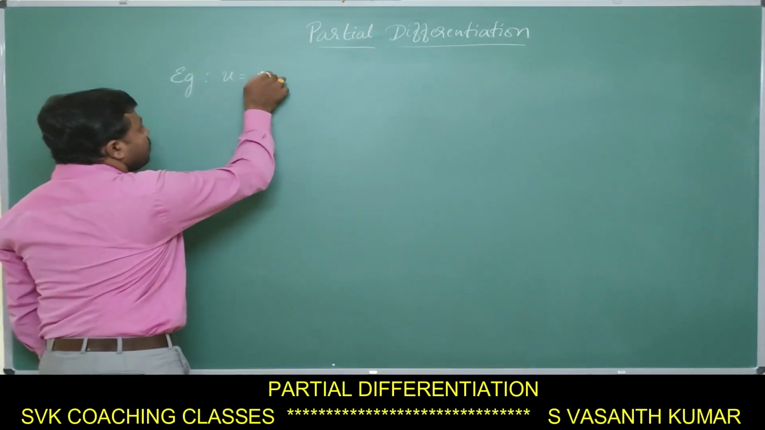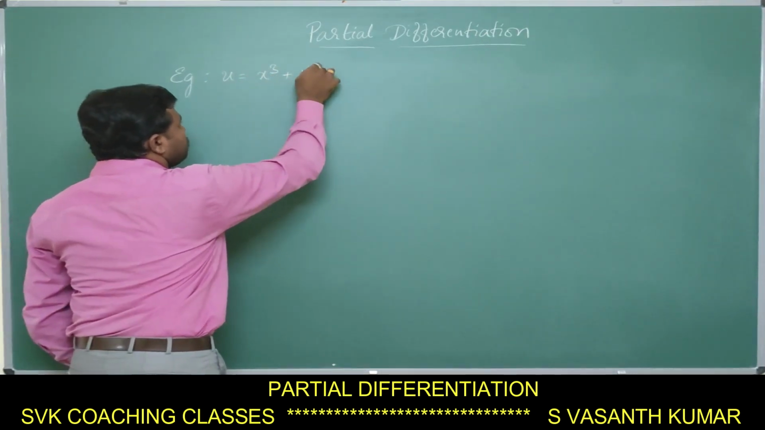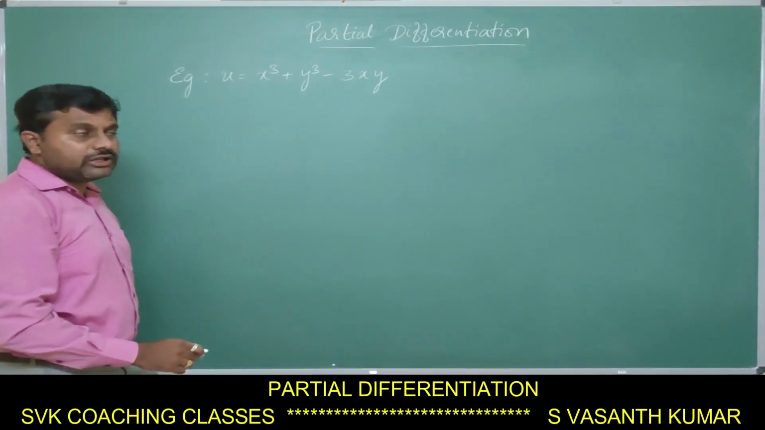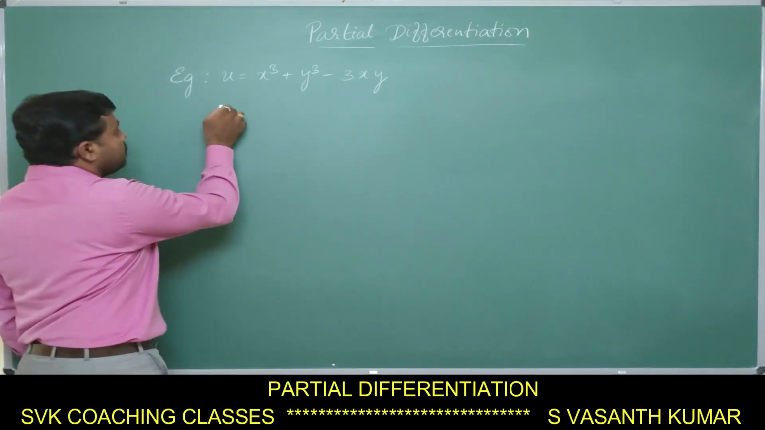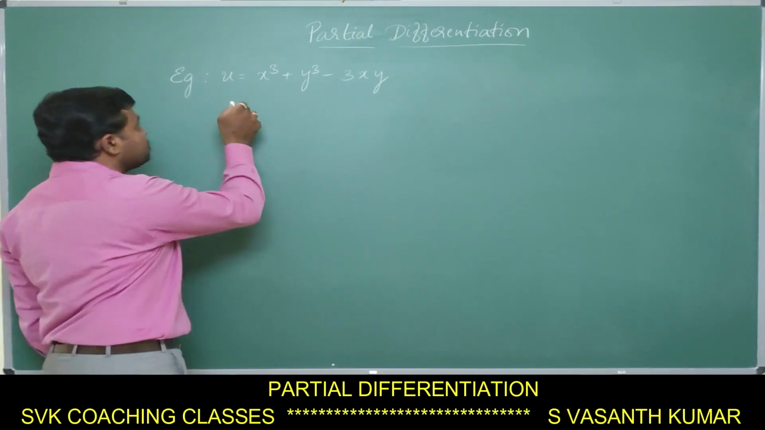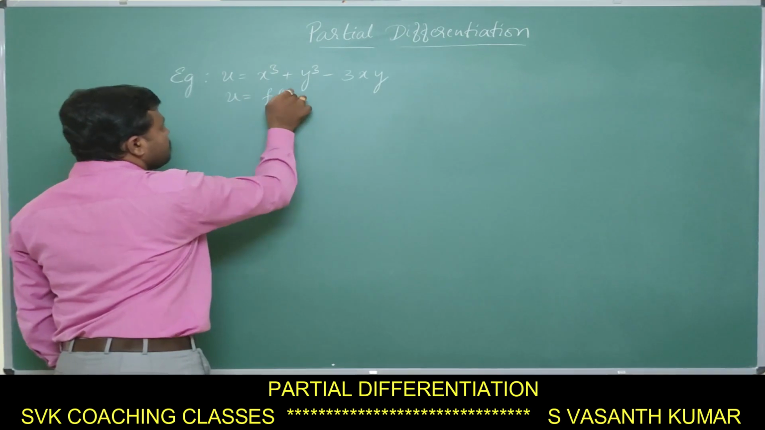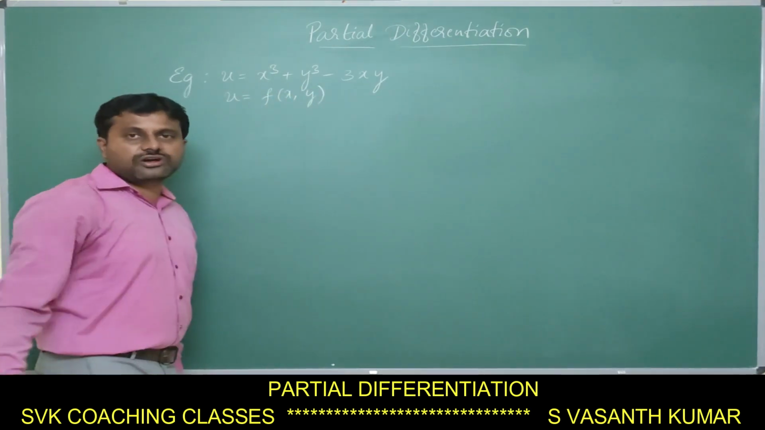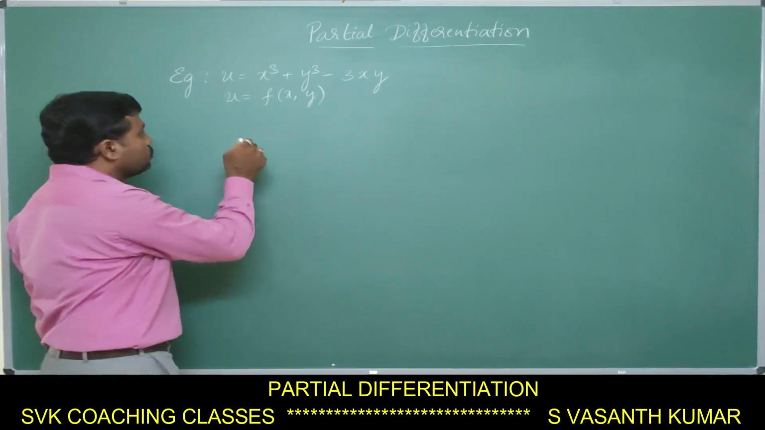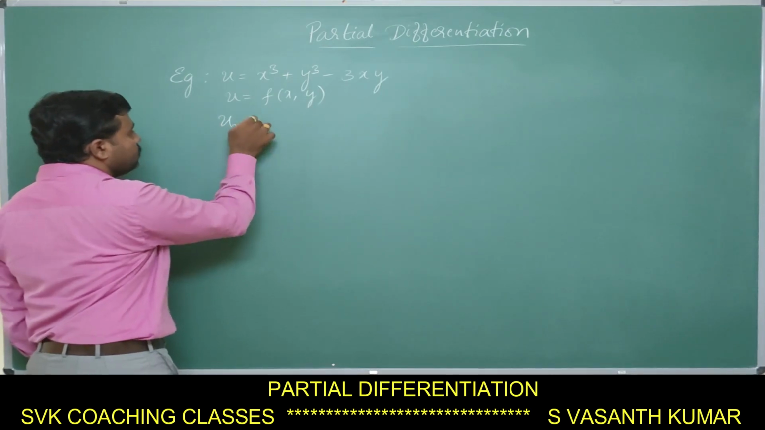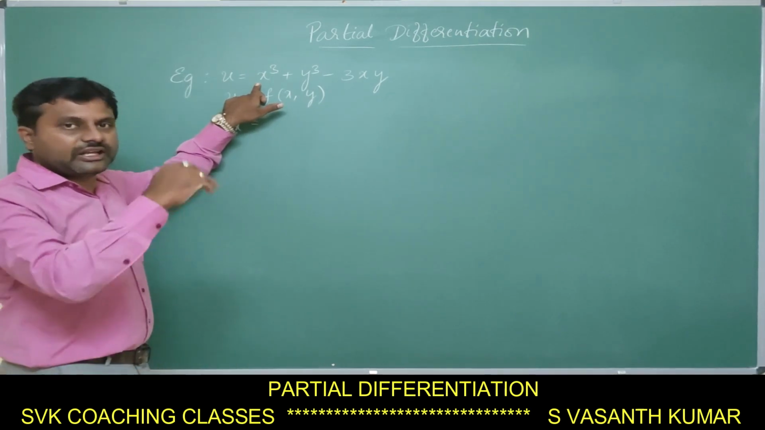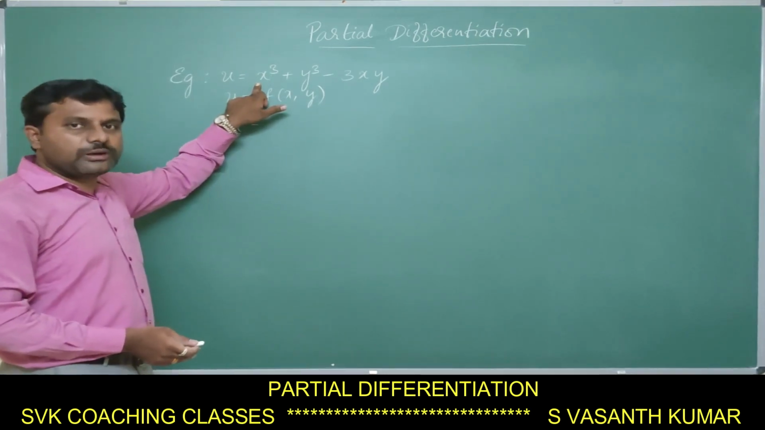u equal to x cube plus y cube minus 3xy. Now let us see ux. Ux means what? Differentiate u partially with respect to x, treating y as constant. Since u is a function of x and y, I want to find the partial derivative of u with respect to x. So, as you came to know the definition of ux, what is ux now? Ux is differentiate u partially with respect to x, treating the remaining variable as constant. That remaining variable is y here.